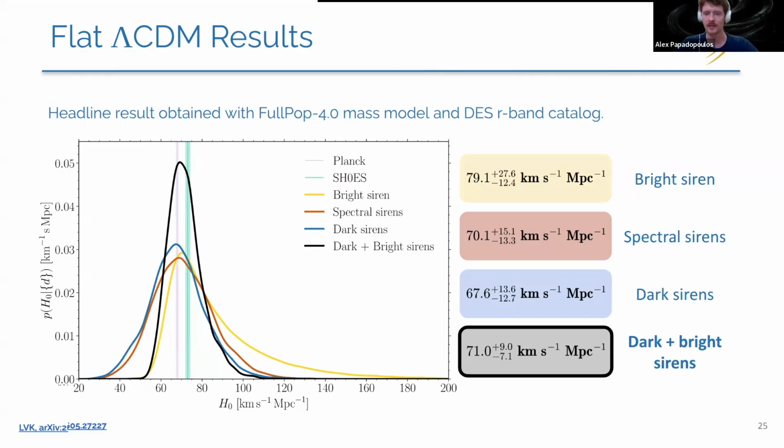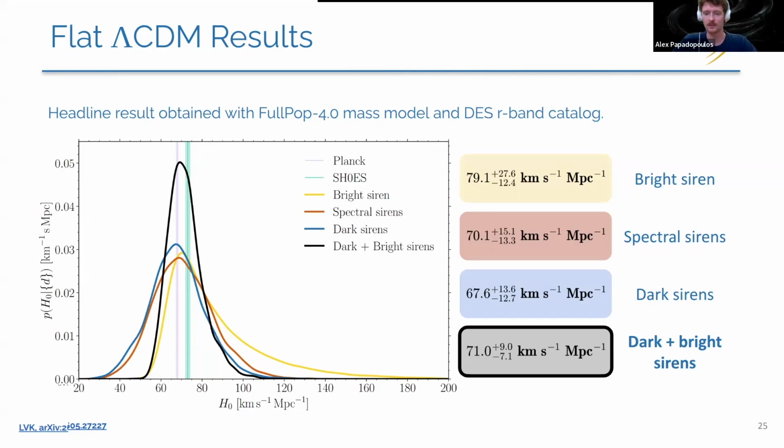So just descending through these results we have on the right-hand side. First off, we have our bright siren result in yellow. That's the yellow curve in the plot. And this is coming from just one event. This is coming from our single bright siren, where we've used the information from the electromagnetic counterpart. And this is actually very constraining, considering it's one event.